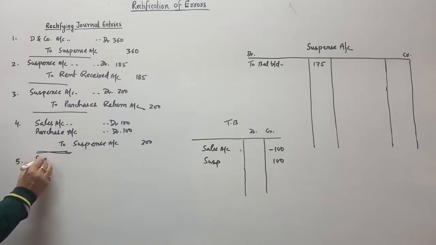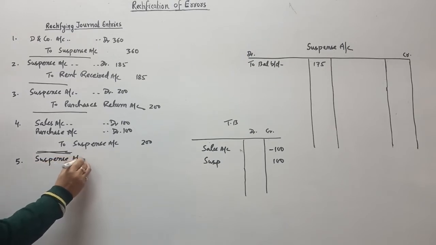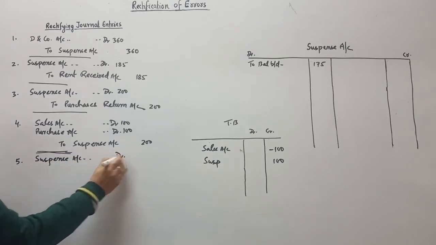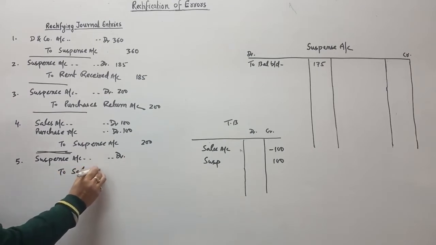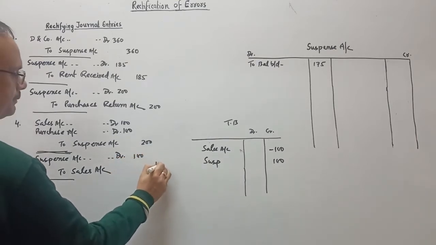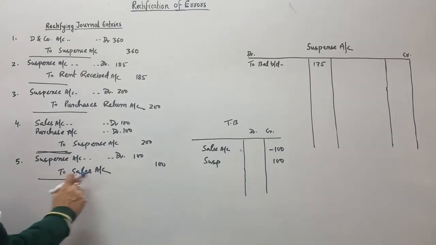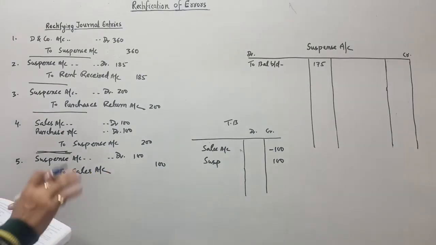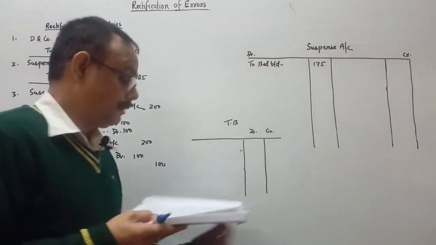Suspense will be debited. First of all, we'll cancel the suspense account, and sales account will be credited because we have written less in the sales account. Now we have to credit the sales account by 100 rupees. Because we have written less on the credit side, we have to write 100 rupees extra on the credit side of the sales account. Now coming to point number 6.